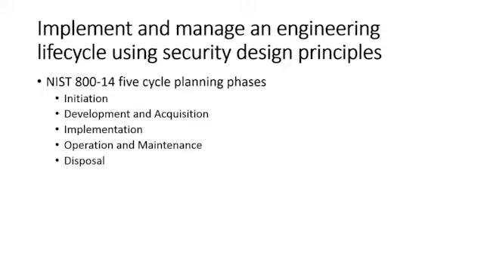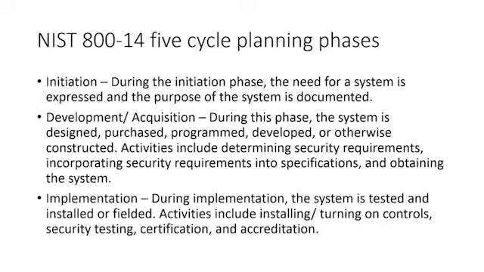Now, if you look at NIST, right, our international standards folks out there, they have a 5-cycle planning phase: initiation, development and acquisition, implementation, operation and maintenance, and then disposal. So let's take a look at these. Initiation. During this phase, the need for a system is expressed. So, the concept, we need something right here, and the purpose of the system is going to be documented. Not just somebody's going to come up and say, hey, I think we need this. Okay, let's run with it. It needs to be a documented process, a formal request, if you will, of what needs to be done. What type of system do we need?